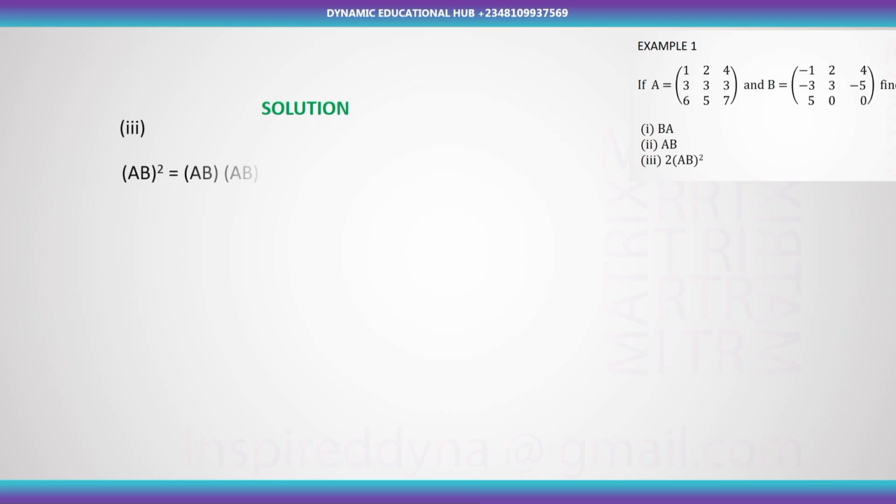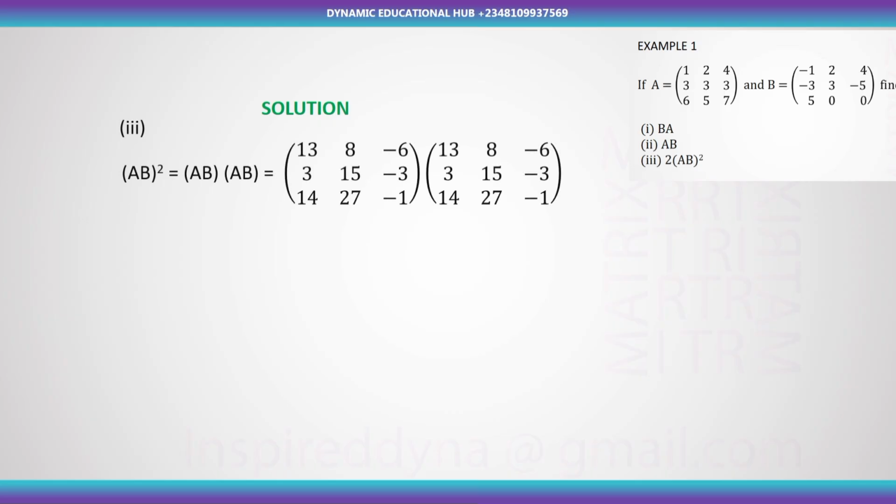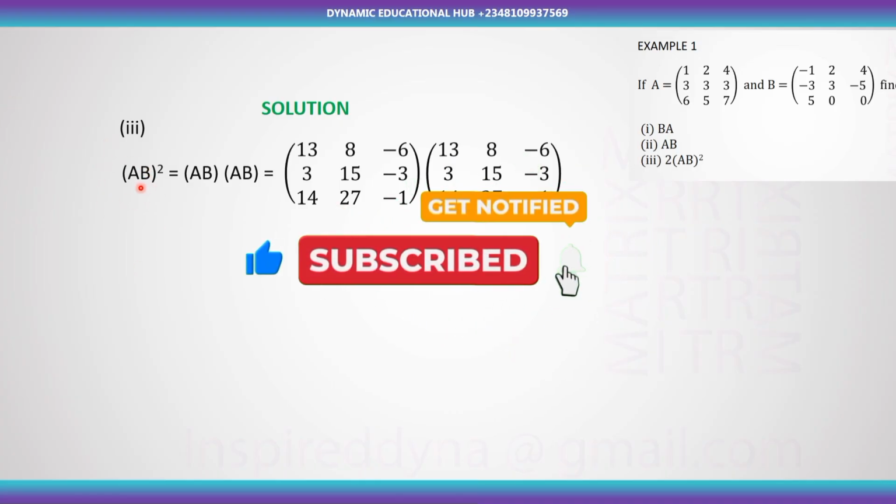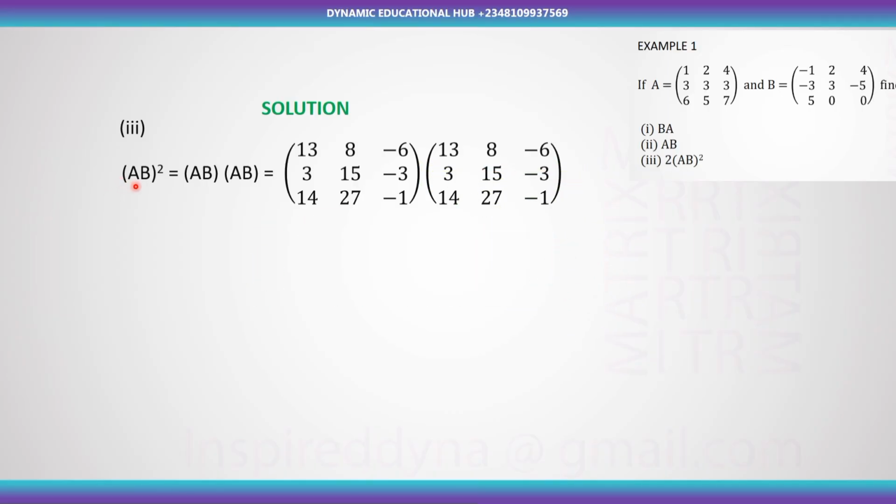Look at number 3. Number 3, the question asks us to find 2(AB) squared. So the first thing is we must find the value of (AB) squared. After that, that is when we can now find 2(AB) squared. Now let's find (AB) squared. To find (AB) squared simply means we have AB multiplied by AB.